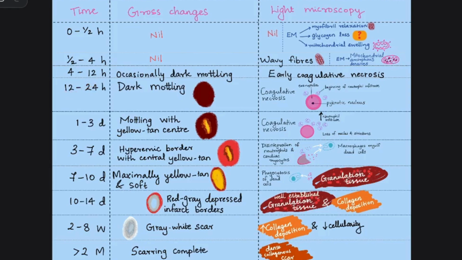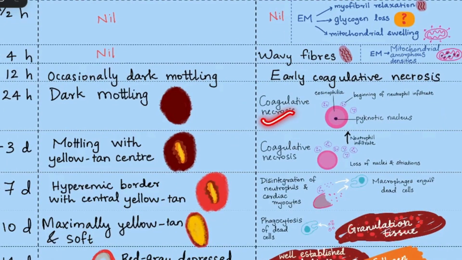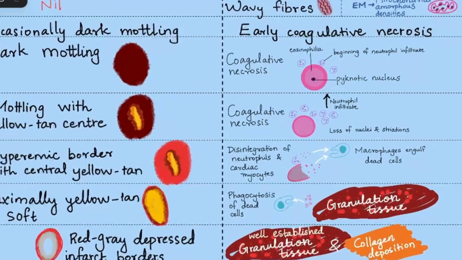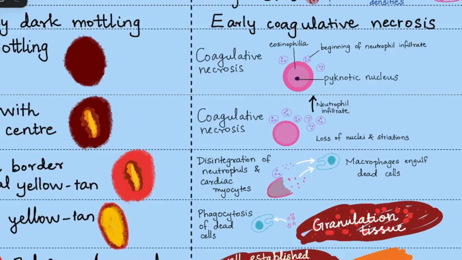Now 12 to 24 hours, dark mottling becomes evident. Then we have again coagulative necrosis continues. There will be increased eosinophilia, beginning of neutrophilic infiltrate and pyknotic nucleus. 1 to 3 days, there will be mottling with a yellow tan center. Coagulative necrosis will continue. Neutrophil infiltrate will increase and there will be loss of nuclei and striations.